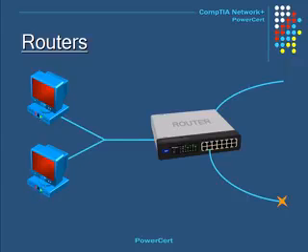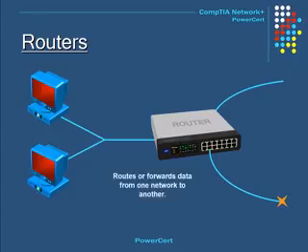Now, a router does exactly what its name implies. A router is a device that routes or forwards data from one network to another based on their IP address. When a data packet is received, the router inspects the packet and determines if the packet was meant for its own network or if it's meant for another network. If the router determines that the data packet is meant for its own network, it receives it. But if it's not meant for its own network, it sends it off to another network. So a router is essentially the gateway for a network.